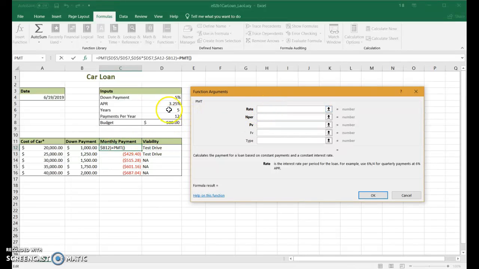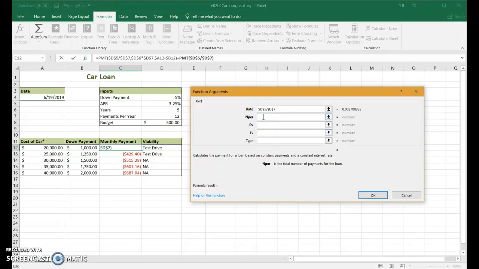So what we need to do is get this, and we have to make sure we do the absolute value of this, and we do divide by D7, but the absolute amount. That way we get 3.25% divided by 12, and we get the rate per month.